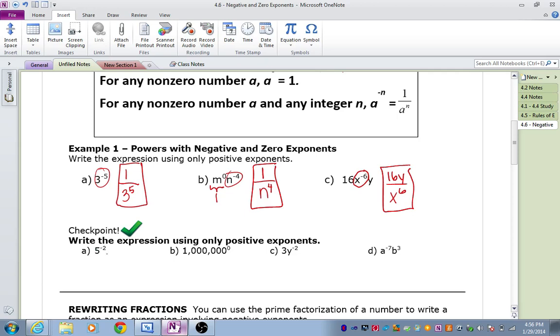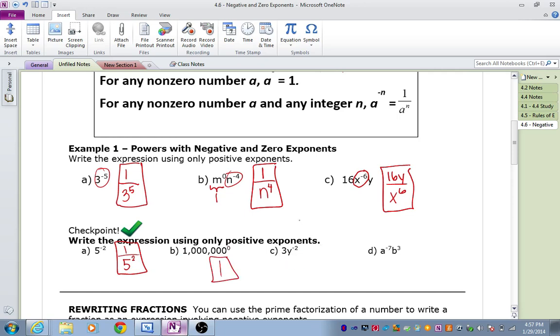Okay, here we have 5 to the negative 2nd power. So that means we're sticking it in the denominator of a fraction. We're going to have 5 squared, so 1 over 5 squared. For b, we have an exponent of 0, so this whole thing, despite being really big as a base, is just 1.